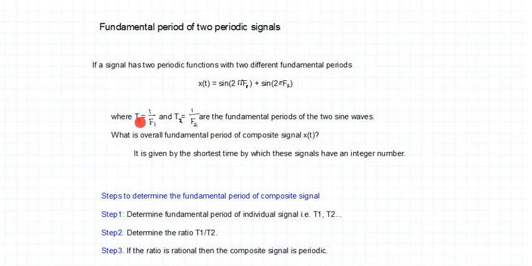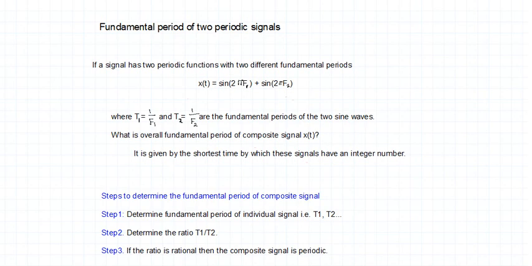Right, so what is the overall fundamental period of this signal xt? Whether it is t1, whether it is t2, or it is dependent on both t1 and t2 is what we have to find out. So the answer lies in a statement which says that it is given by the shortest time by which these signals have an integer number of cycles. So it depends on both t1 as well as t2. Both these signals are periodic, so the shortest time by which these two signals have an integer relationship between each other decides the overall fundamental period of the signal.